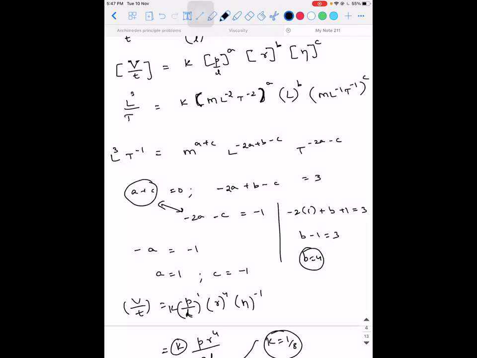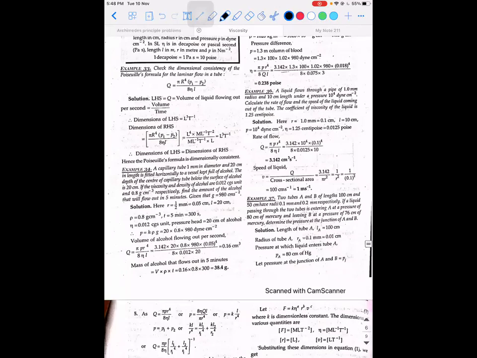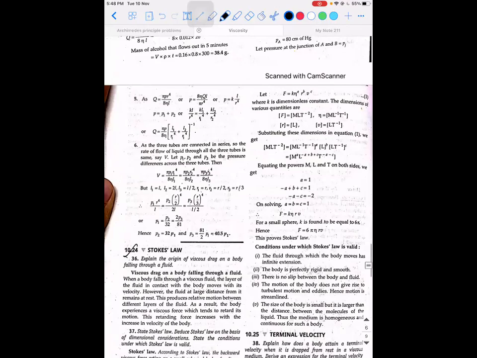So I'm moving on to the next concept. So what we saw till now is Poiseuille's formula. The next important one is called Stokes' law. So there are two more topics in viscosity. One is called Stokes' law, and the last one is called terminal velocity.